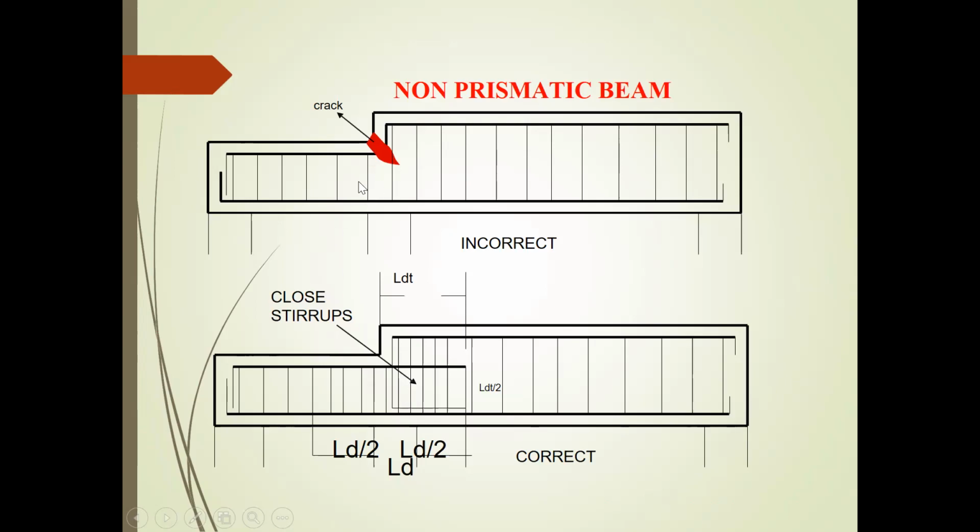Non-prismatic beam. This is again wrong. Why has it been wrong? Again, the reinforcement stirrups are not provided at LD by 2 on both dimensions.